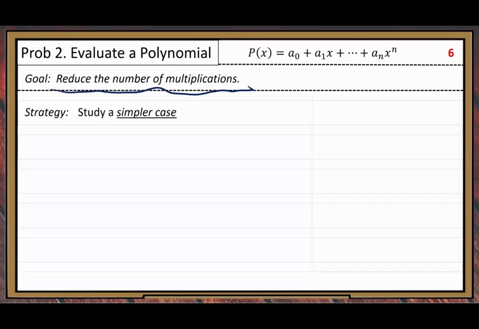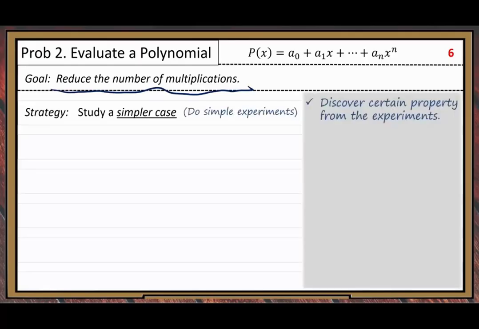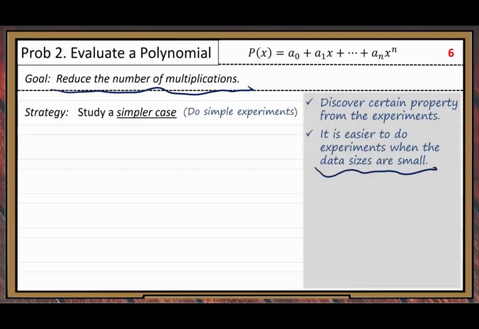All right. So let me try some simpler cases. Do simple experiments. Discover certain property from the experiments. It is easier to do experiments when the data sizes are small. Here, there is a concept called a data size concept. So what's the data size concept? Here, the number of coefficients is the data size.